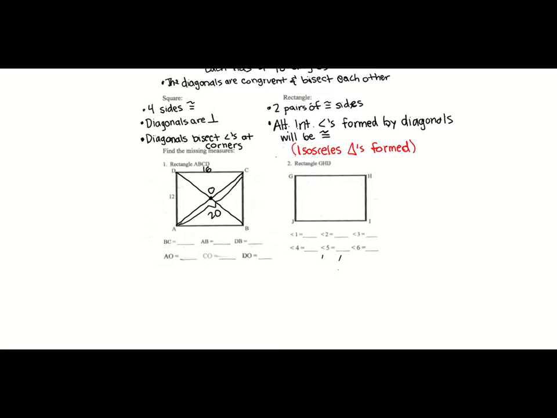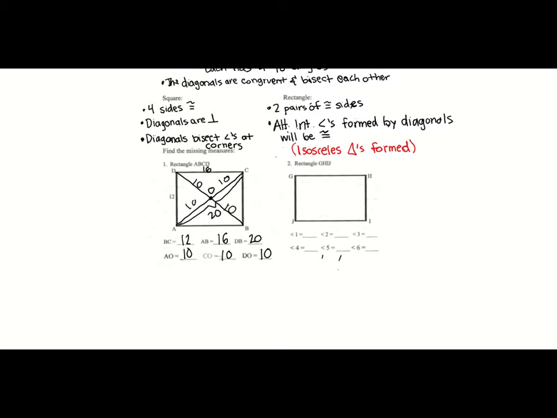So BC is our other side, that's going to be 12. AB is our other side, that will be 16. And then we need to find DB. Well, we know in a rectangle, our diagonals are congruent, so if AC is 20, DB is 20. And we also know that those are bisected, so if AC is 20, then those two pieces, AO and OC, are each going to be 10. And same thing with DB. If that whole thing's 20, each one of those pieces is going to be 10.